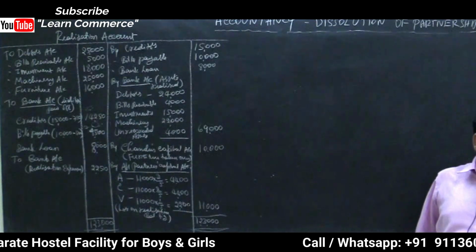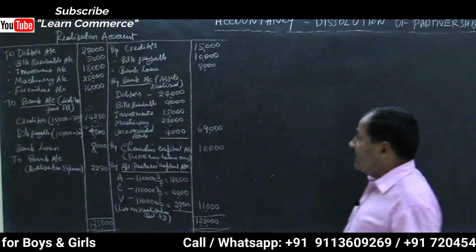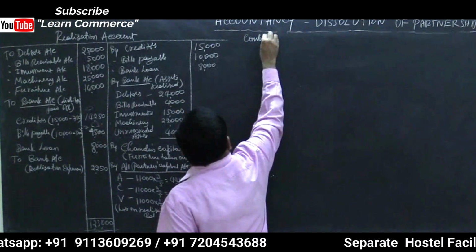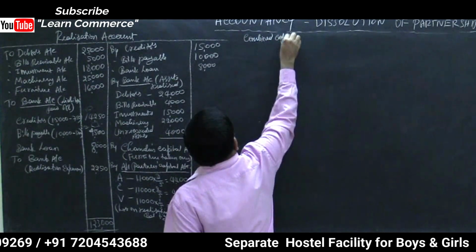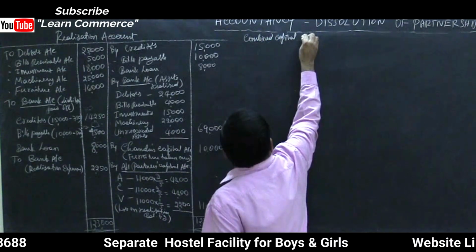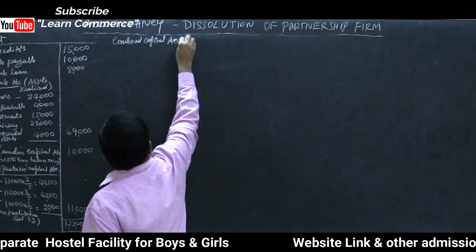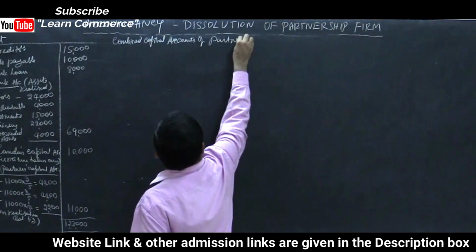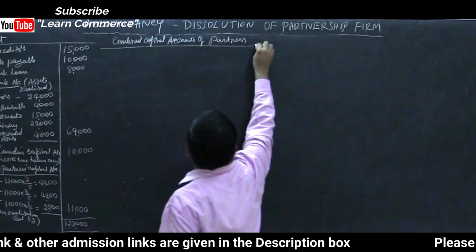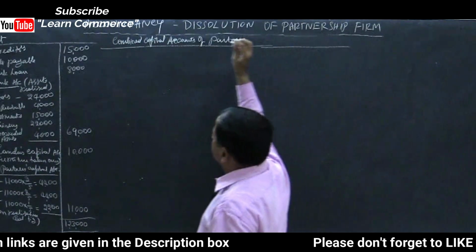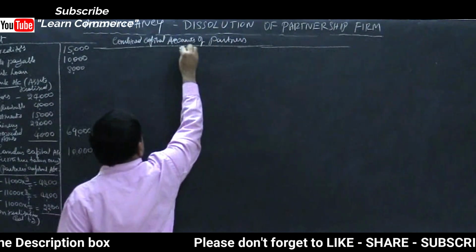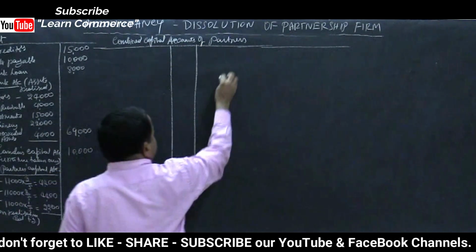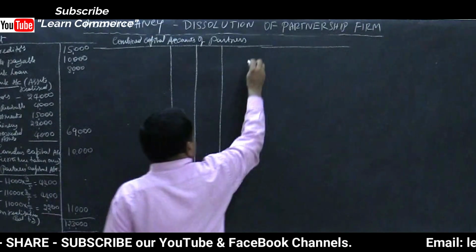Let us move on to the next part, that is combined capital accounts of partners, right? Combined capital accounts of partners. Draw 3 columns on either side.